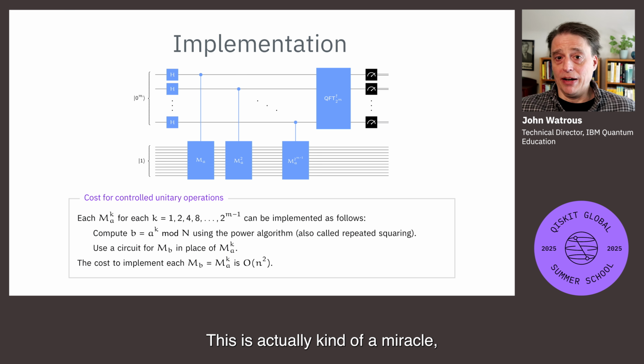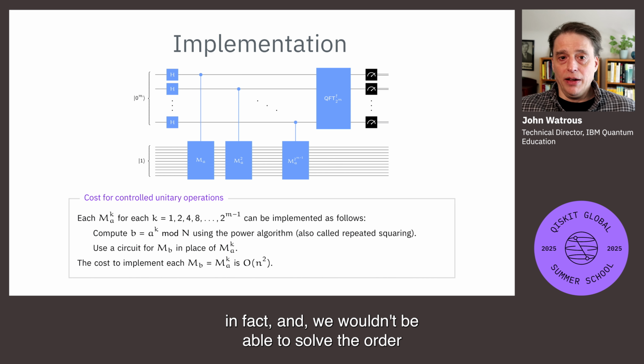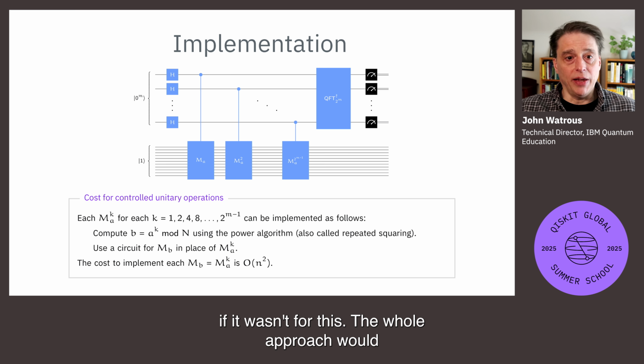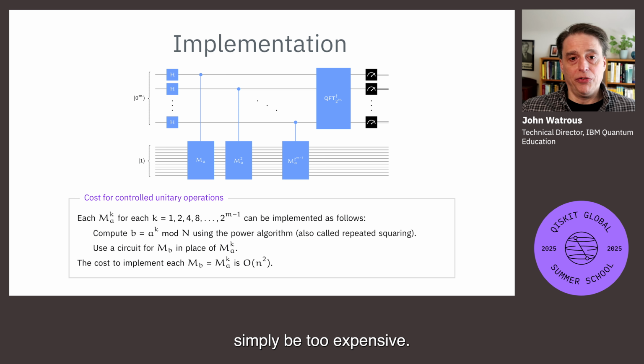This is actually kind of a miracle, in fact, and we wouldn't be able to solve the order finding problem or factor integers efficiently with a quantum computer if it wasn't for this. The whole approach would simply be too expensive.